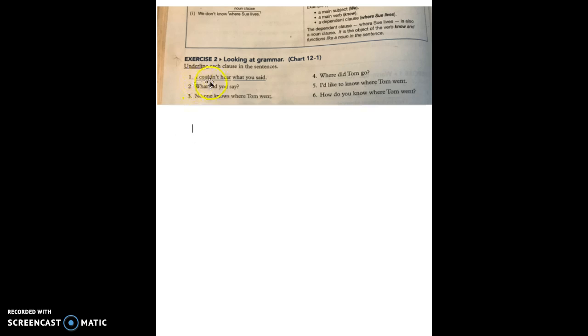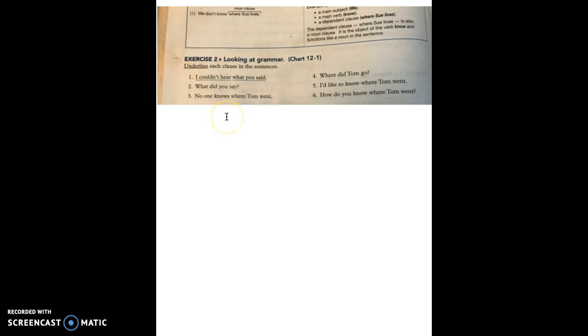So here it says, I couldn't hear. That's our first subject and verb, right? And then what you said. That's our second subject and verb, starting with a WH word. So remember that noun clauses can start with that, or they can start with question words like if, and the WH words what, where, when, wherever, however, right? So this is our main clause here, and this is our noun clause.